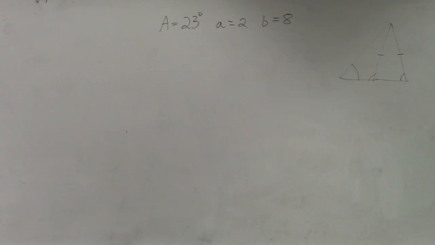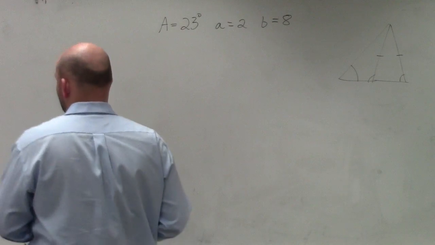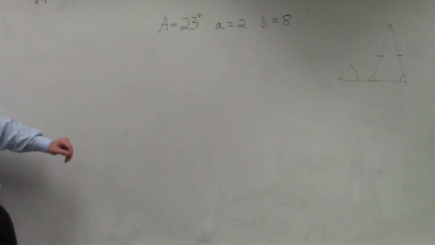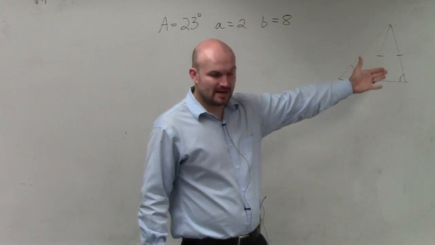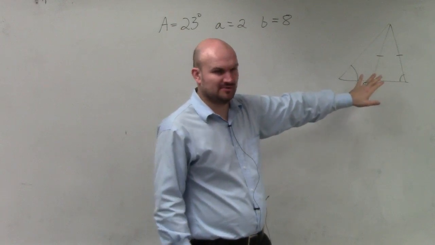What we need to look at is this: initially we see that the information given is side-side-angle. So it's an ambiguous case. We could have one, two, or no triangle. And again, I'll show you what the no triangle example is going to look like.